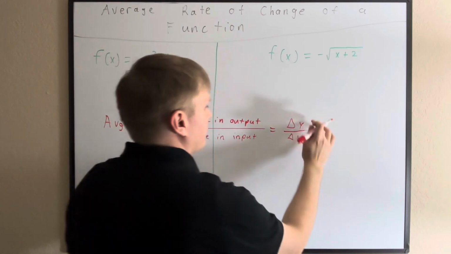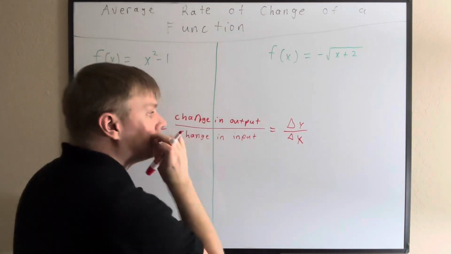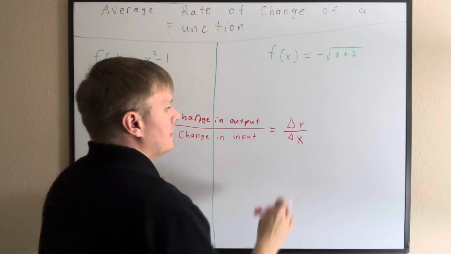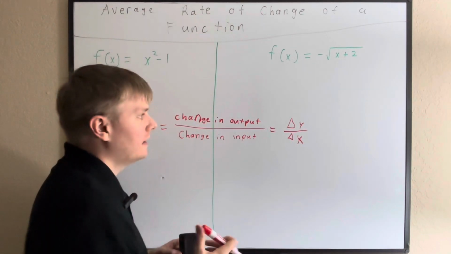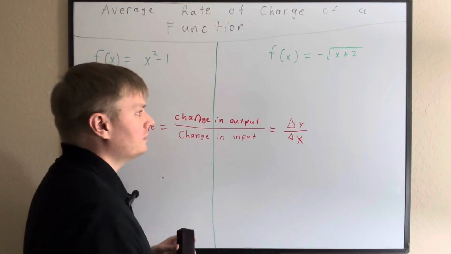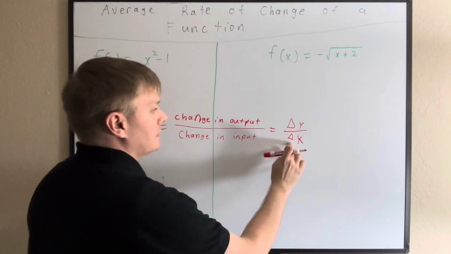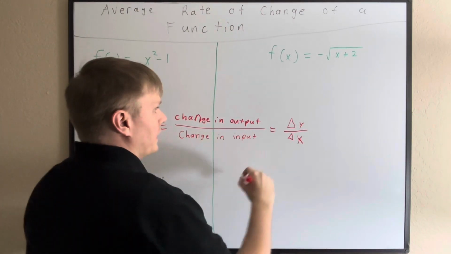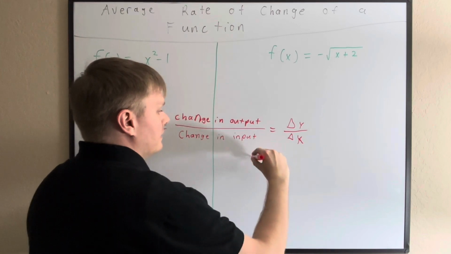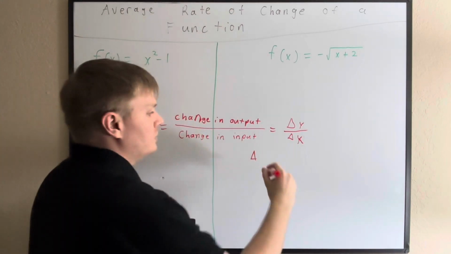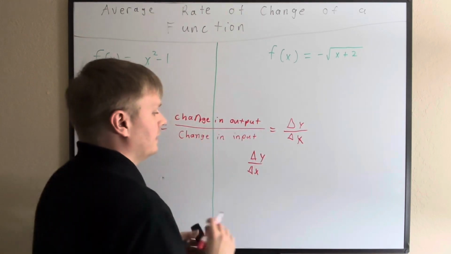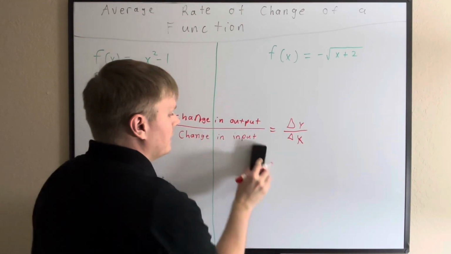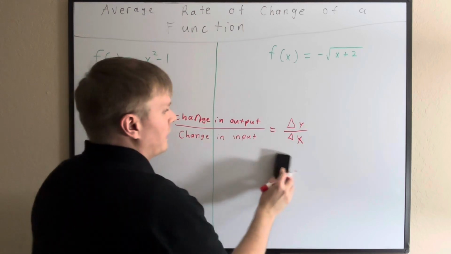Because y is our output, right? And x is our input usually. And yes, we use the symbol delta to represent change, and it's just a little triangle. Some teachers, when they write delta, might say change in y over change in x as they write it. Either way, it means the same thing.